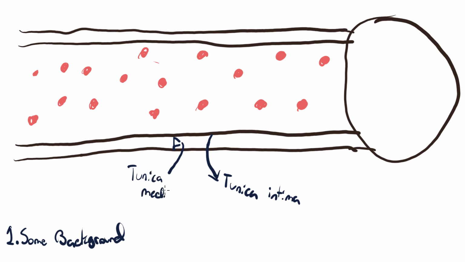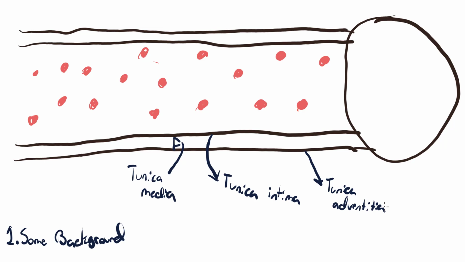That's the tunica media. And the tunica media is the muscular section of the blood vessel, which lies in the middle between the tunica intima and the outer layer, which is the tunica adventitia. That's how I would say it. So that's the outer covering. So intima, media, adventitia. It's 3 layers of a blood vessel.